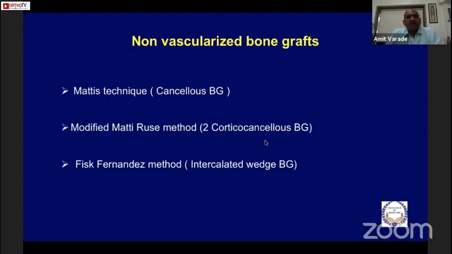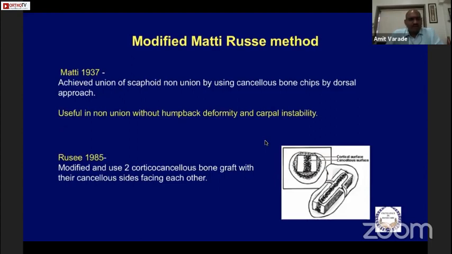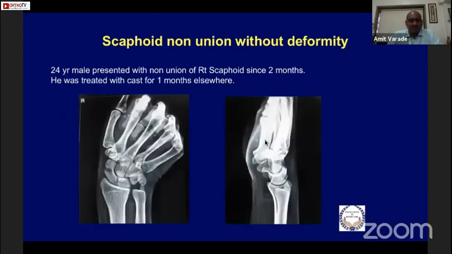Then when we treat these patients, after thorough curettage and debridement, we have to put bone graft. So available options are non-vascularized bone grafts: Matti-Russe technique, modified Matti-Russe method, and Fisk-Fernandez method. The Matti-Russe method is basically using cancellous bone chips, and it is particularly useful in non-union without humpback deformity and carpal instability. In the modified Matti-Russe method, cancellous graft faces each other and cortical graft lies on either side, because it also serves as a mechanical stabilizer of the non-union.